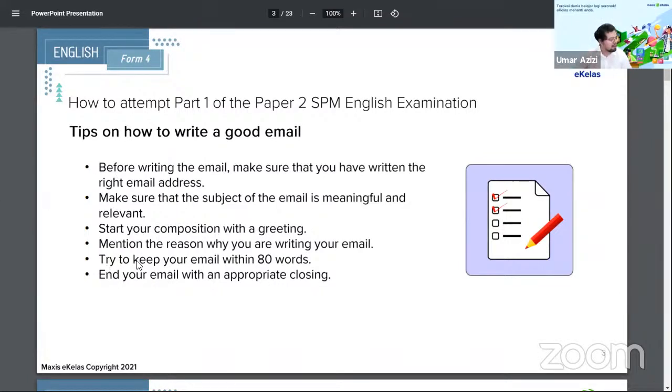5, try to keep your email within 80 words. Now, a long email, berjela-jela, is not going to be beneficial for you or them. Why? Do you like reading long texts of words? If you don't, the person you're sending the email to will also not like receiving a really long email. Keep your email short and concise. For more elaboration, you can have a follow-up email.